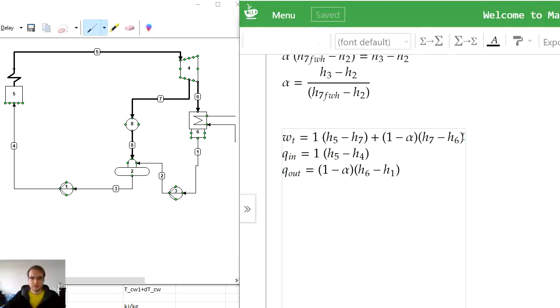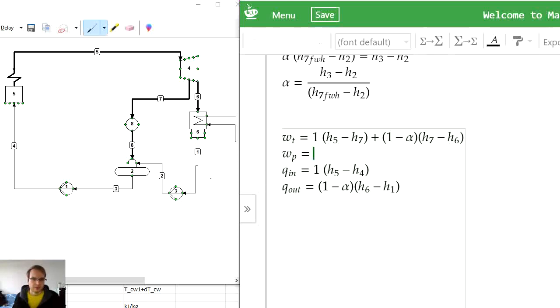Similarly, we can also get work of the pump, or pumps, where we have two pumps. One pump between nodes 2 and 1, where the mass flow rate is 1 minus alpha, 1 minus alpha times H2 minus H1. And then the second pump, where the mass flow rate is already 1, and difference of enthalpies H4 minus H3.